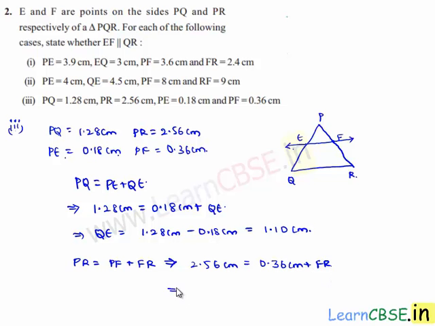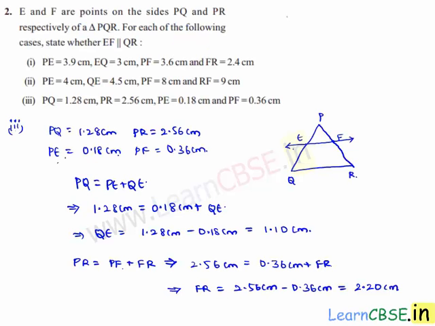That implies, making FR as subject, we get 2.56 centimeters minus 0.36 centimeters, which is nothing but 2.20 centimeters. Finally, we got the terms in PE, QE, PF and FR. So now let's check the proportions.